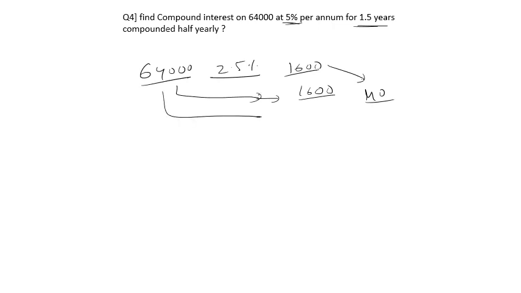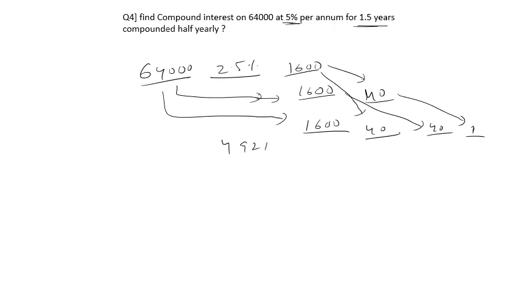For the third half year it will be 1,600, and 2.5% of 1,600 is 40. Again 2.5% is 40, and again 2.5% of 40: 10% of 40 is 4, 5% is 2, so 2.5% is 1. So the answer, this is coming out to how much? 4921. Okay, so let's move to the next question.